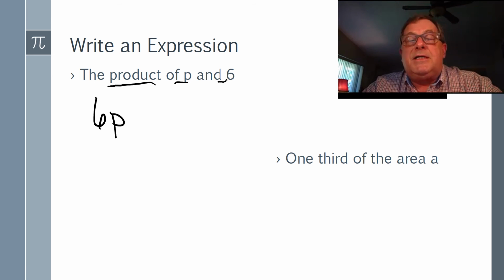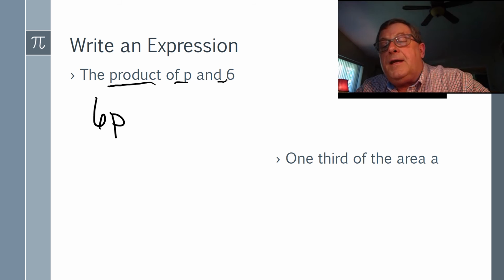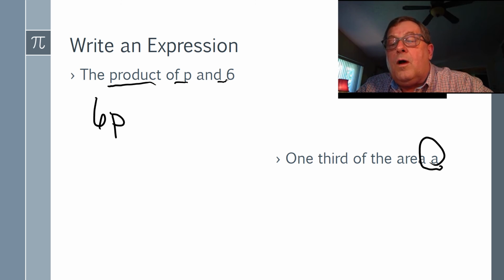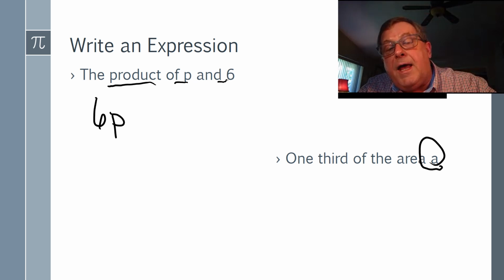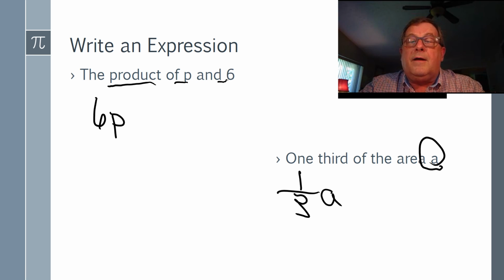All right, so now we got this next one over here. 1/3 the area A. Now, you might say, well, what's the area, what's A? What it's really asking us is to write an expression for 1/3 the area, and then it has really defined the variable for us. It's saying here that area equals A. And so if I'm going to do 1/3 the area A, that's just simply 1/3 A. And I've done it.